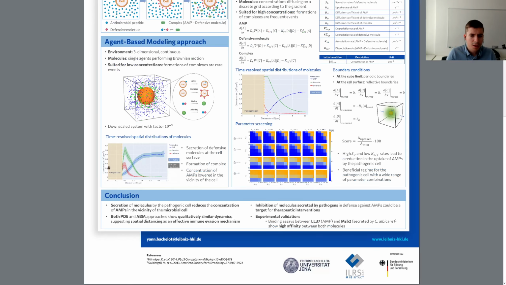As a conclusion, we can see that the secretion of molecules by the pathogen reduces the concentration of antimicrobial peptide in its vicinity, and thus increases its chance of survival. This was shown in both approaches, the ABM and the PDE approach. Such a mechanism is also supported in the literature, because it has been shown that Candida albicans can secrete MSB2, which is a molecule that shows high affinity with LL37, which is a human antimicrobial peptide.